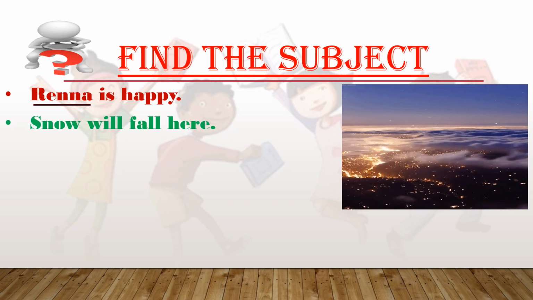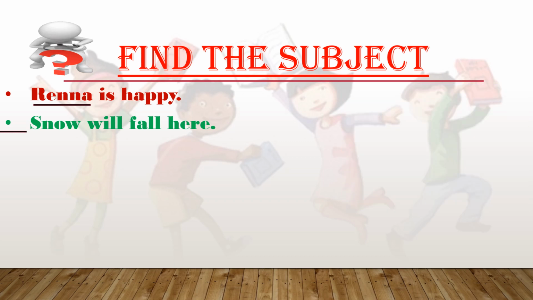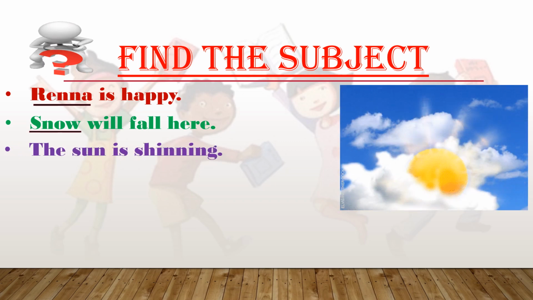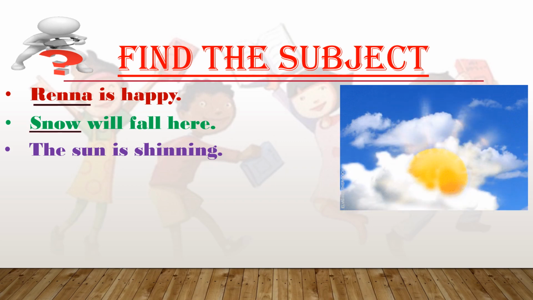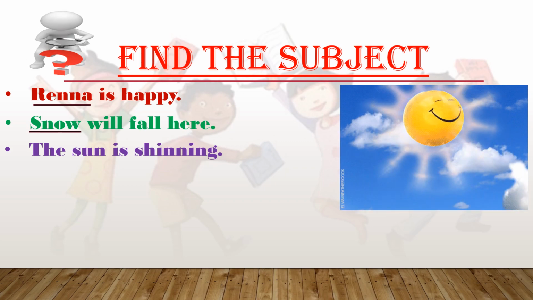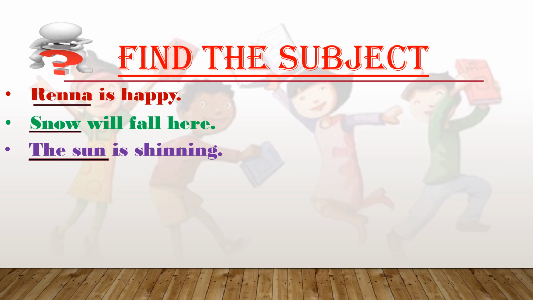Snow will fall here. What are we talking about in this sentence? Think about it. Oh yes, we are talking about snow. So snow is the subject in this sentence. I have another one. The sun is shining. So what is shining? What are we talking about? We are talking about the sun. So the sun is the subject.